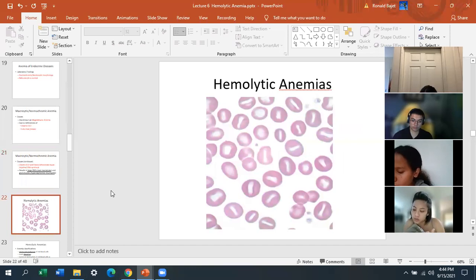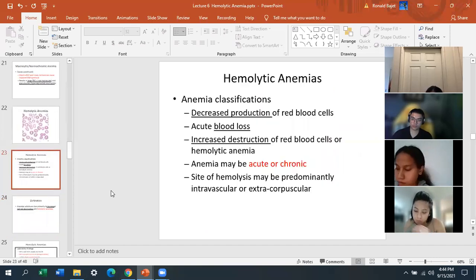So, what are these cells? Stomatocytes? Correct. Those are stomatocytes.